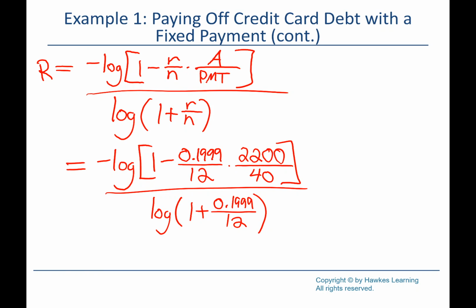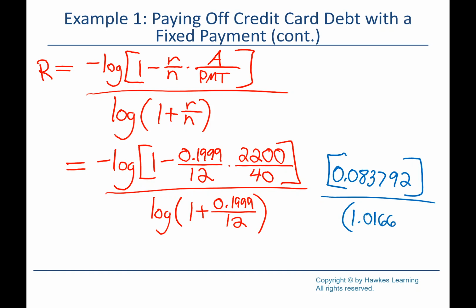So do 1 minus 0.1999 over 12 times 2200 over 40. And for that part, let me do a different color here. So in the brackets, I get 0.083792. I'm going to leave 6 decimal places. Then in the bottom, in the parentheses, that one's not as bad, right? So 1 plus 0.1999 divided by 12. I get 1.016658. So then we need to take the negative log of the top one over the log of the bottom one.